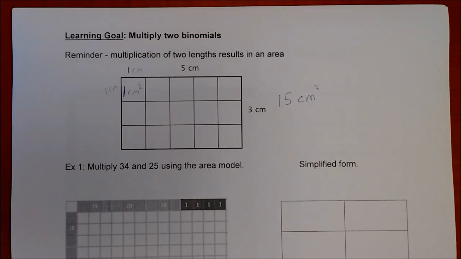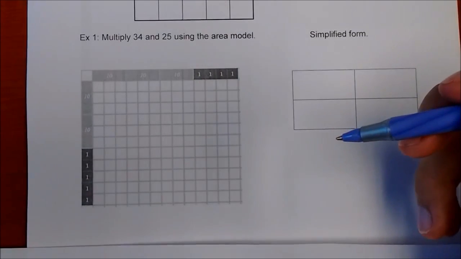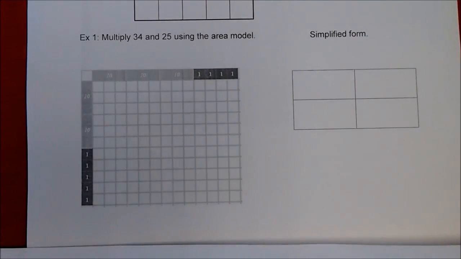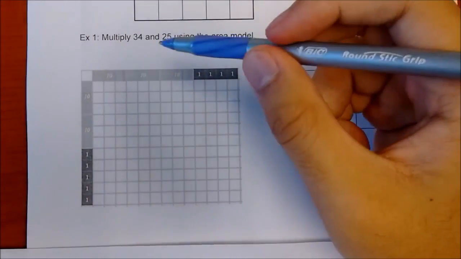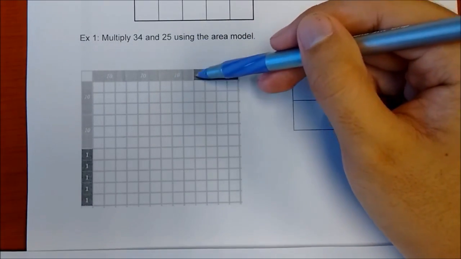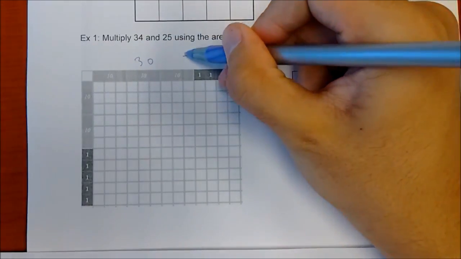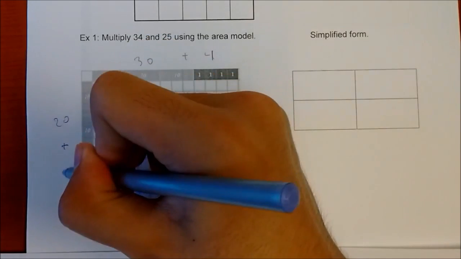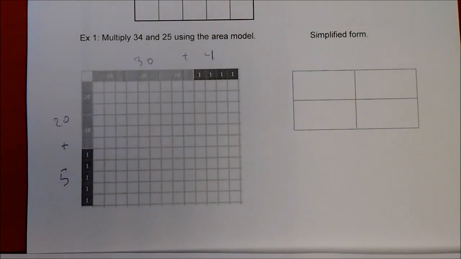So here we simply represented the sides of a rectangle with the numbers that we're trying to multiply. And we represented each 10 with the blocks shaped like this, and each one with a smaller square block. And we have 30 plus 4 here, and 20 plus 5 here. And when we try to multiply this, we can break it apart into smaller rectangles.